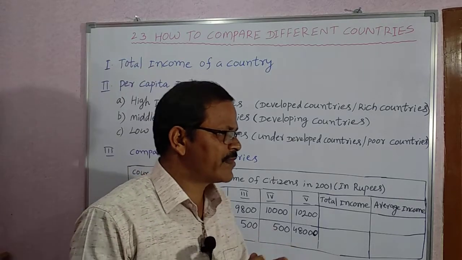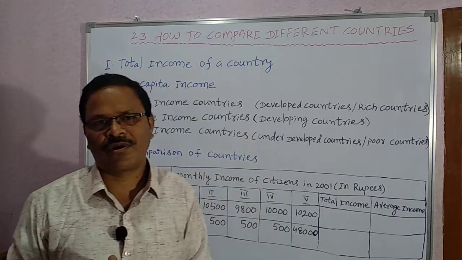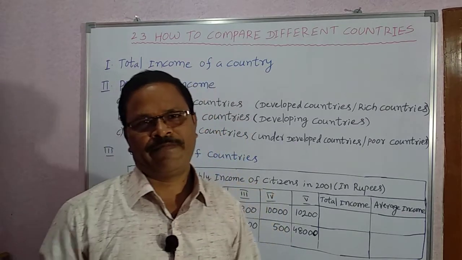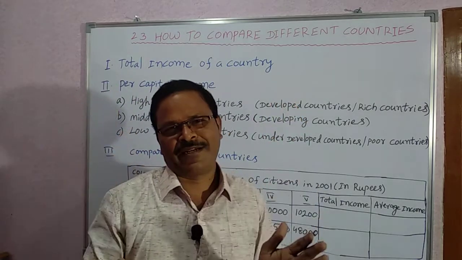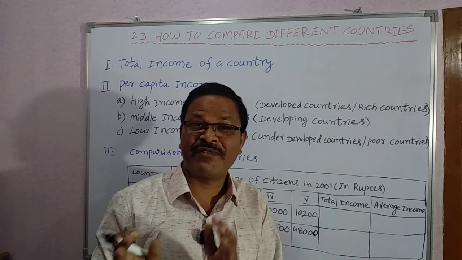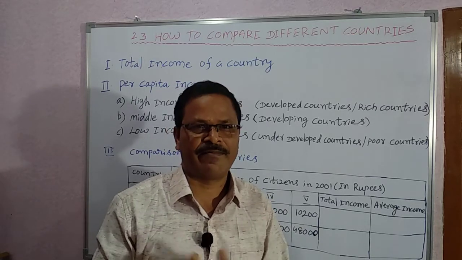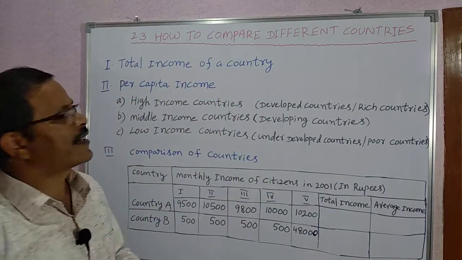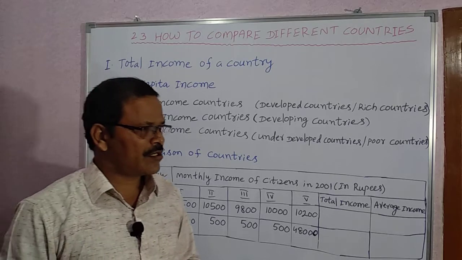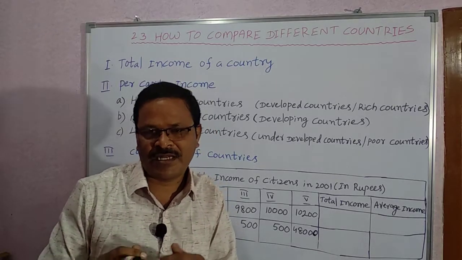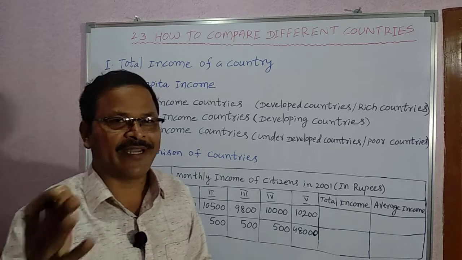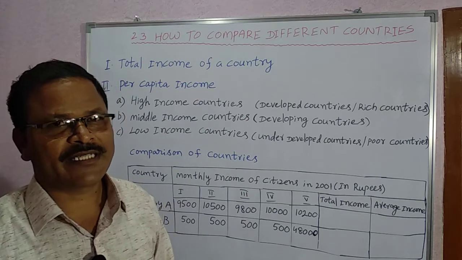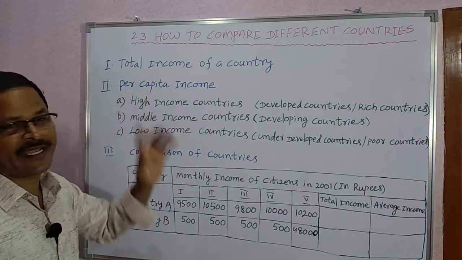Total income will not tell us what an average person is likely to earn. It tells only total income, but it doesn't tell about the individual income or the average income. That is a limitation of total income of a country. So, the economists took another criterion as an alternative to total income. What is that? That is per capita income.